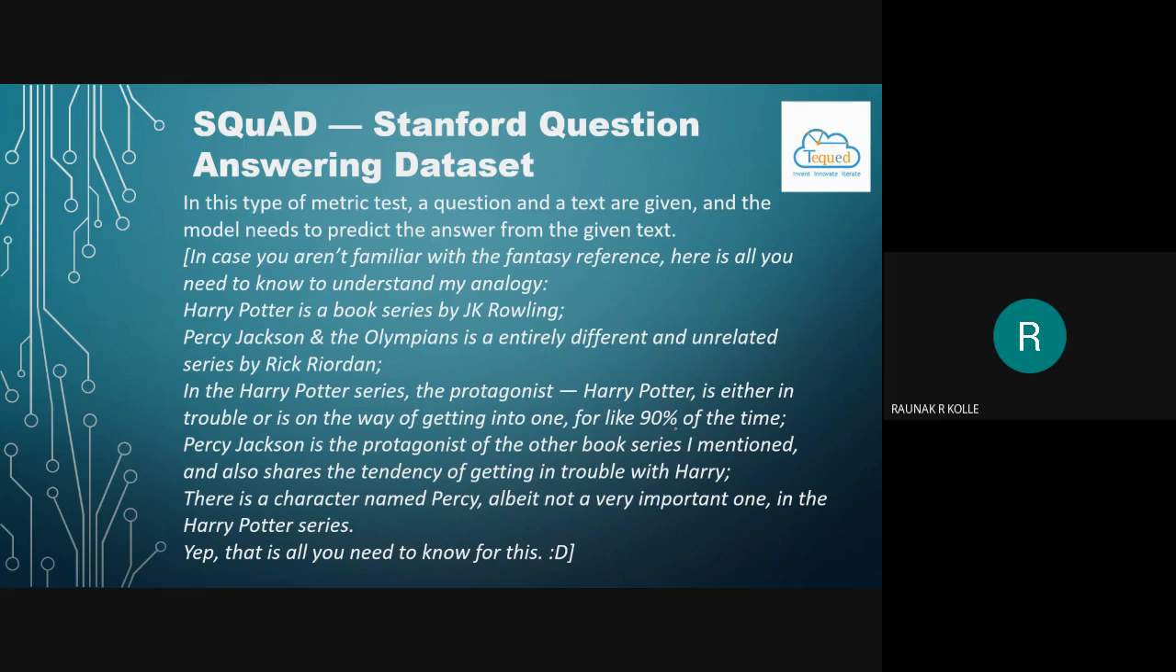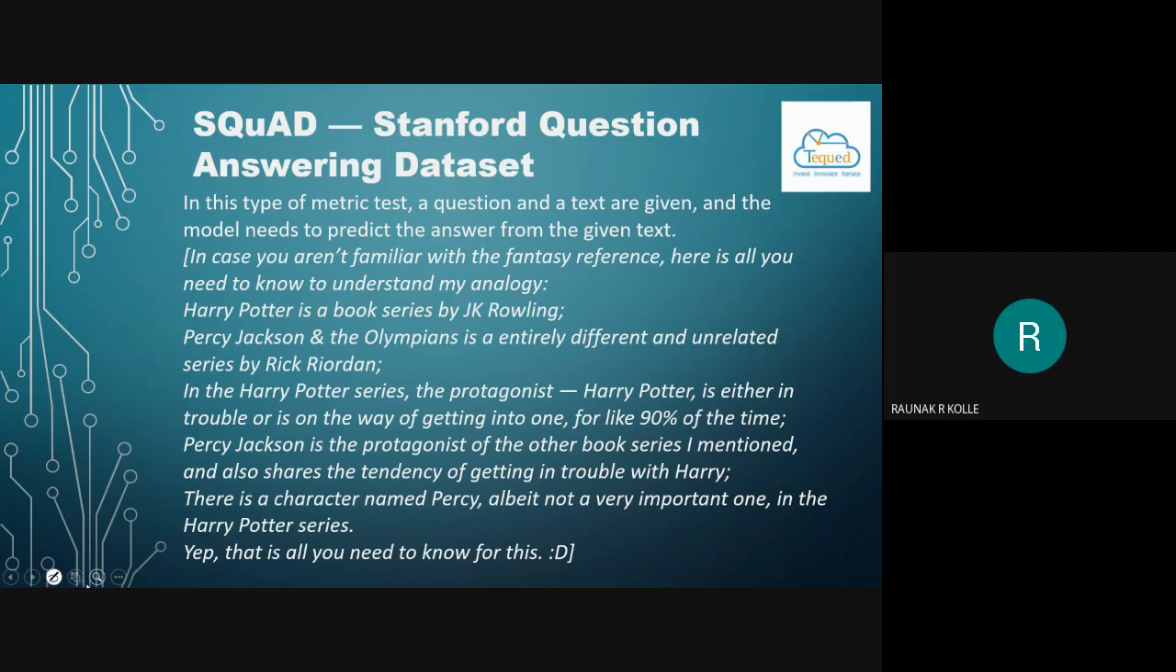In case you aren't familiar with the fantasy reference, here is all you need to know to understand my knowledge of Harry Potter. Harry Potter is basically a book series by J.K. Rowling. Percy Jackson and the Olympians is an entirely different and unrelated series of books by Rick Riordan. In the Harry Potter series, the protagonist Harry Potter is either in trouble or is on the way to getting into one, for likely 90% of the time.